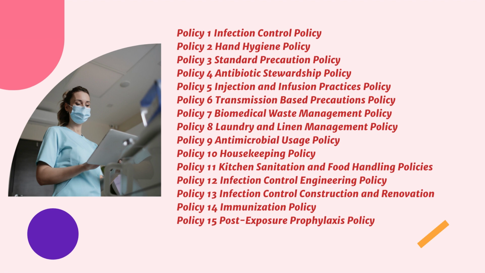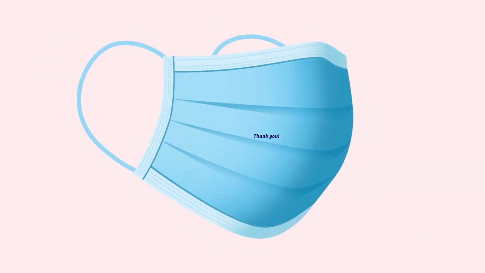Policy 10, housekeeping policy. Policy number 11 is kitchen sanitation and food handling policies. Then policy 12 is infection control engineering policy, infection control construction and renovation policy, then immunization policy, and post-exposure prophylaxis policy. So these were the policies of the first 5 chapters of the NABH Standards 5th edition. And so these were all the patient-centric chapters. And in next video, I will talk about the policies under the organization-centric chapters.